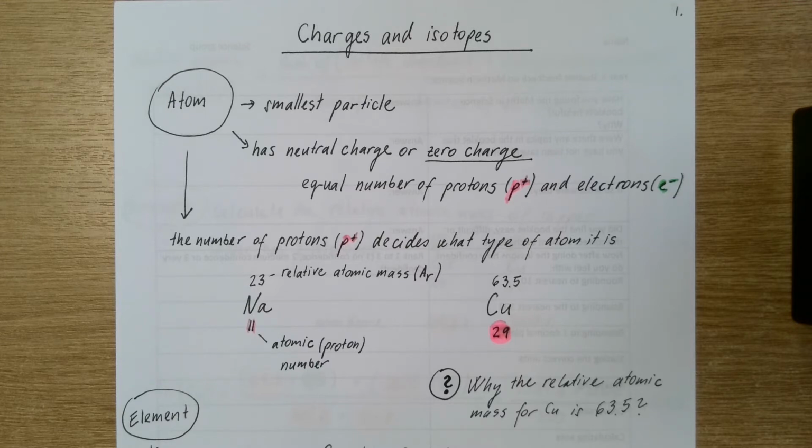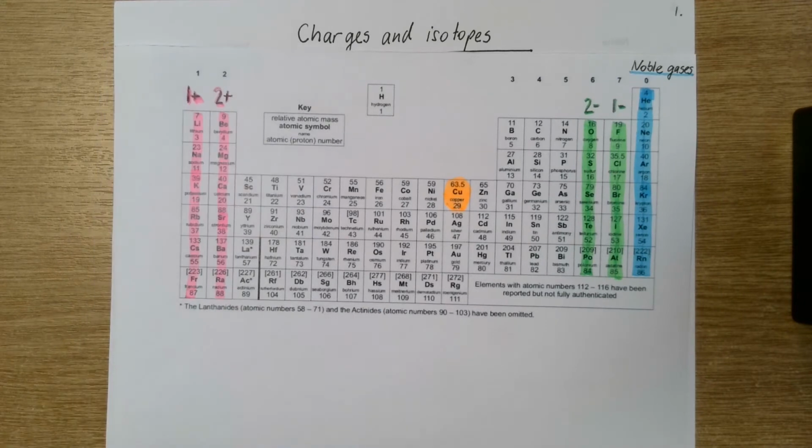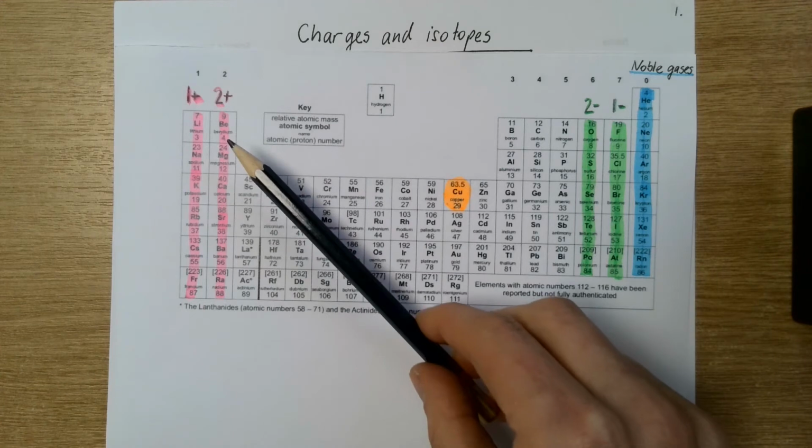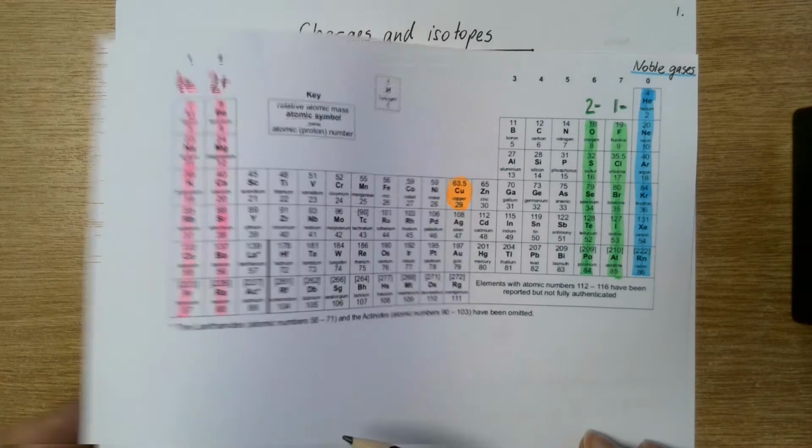So what makes an atom an atom? The number of protons decides what type of atom it is. For example, let's have a look at the periodic table. An atom with 4 protons is going to be beryllium. An atom with 6 protons is going to be carbon. An atom with 13 protons is going to be aluminium.